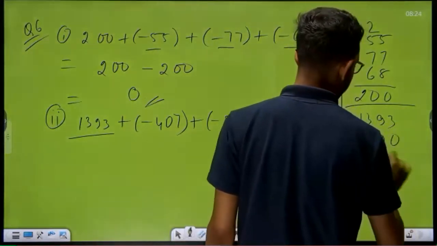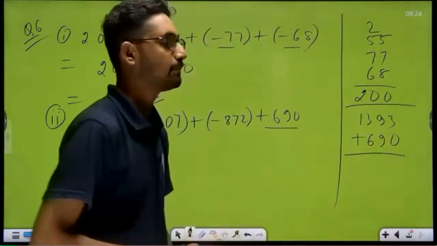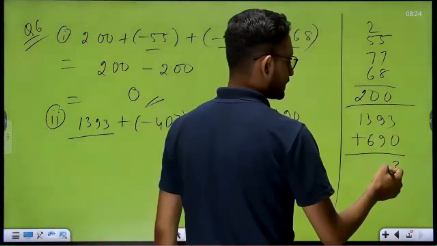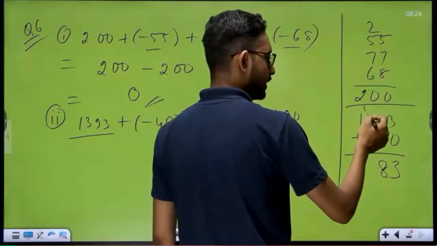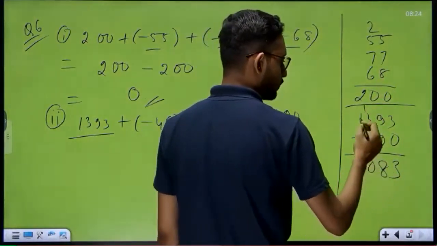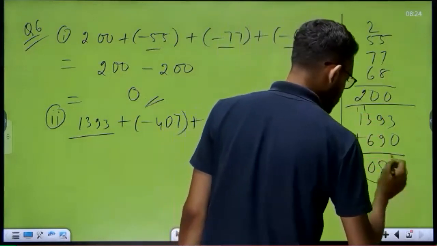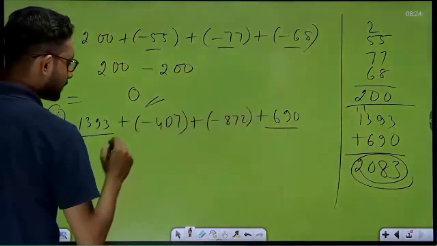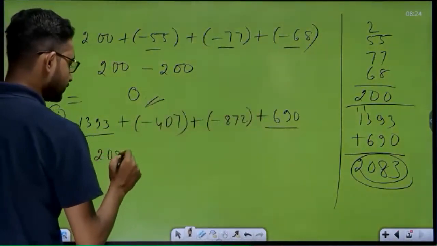If I add them, 1393 plus 690, then 3 plus 0, that is 3, 9 plus 9, that is 18, 1 carry, 1 plus 3, that is 4, 4 plus 6, that is how many? 4 plus 6, 10, 0, 1 carry, that is 2, 2083. So write down all of you. If you add these two numbers, then 2083 will come.